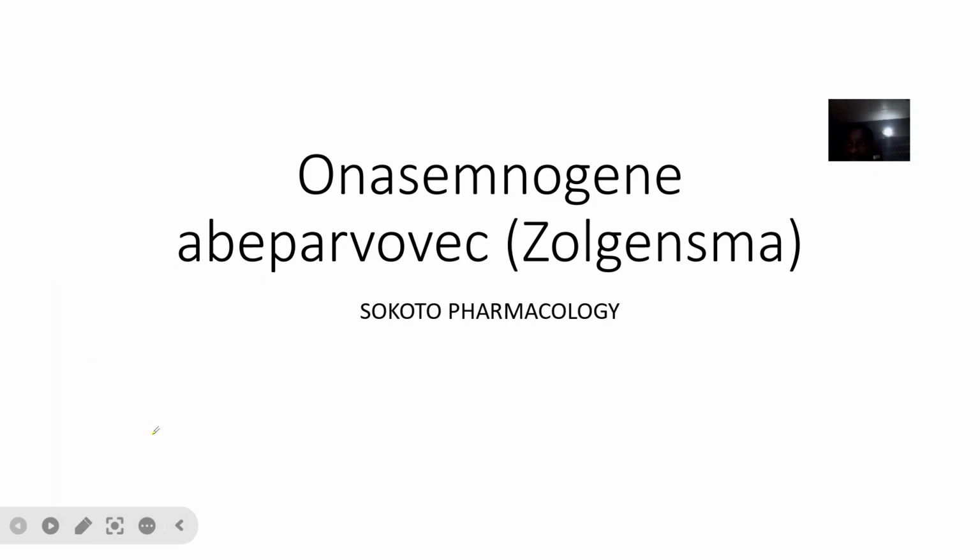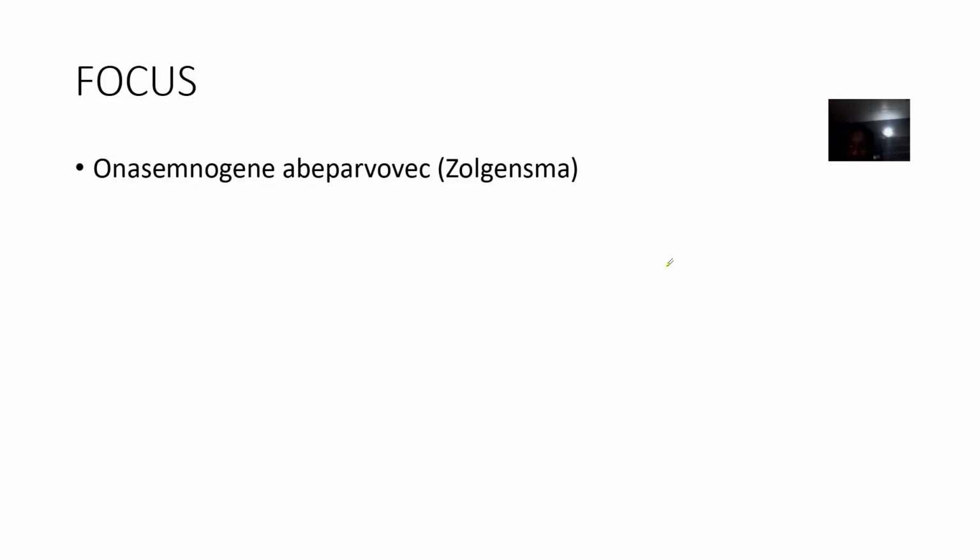For the next drug, which we'll be discussing, in pharmacology, we'll talk about what is known as Onasemnogene abeparvovec. So the brand name of this drug is what is known as Zolgensma.